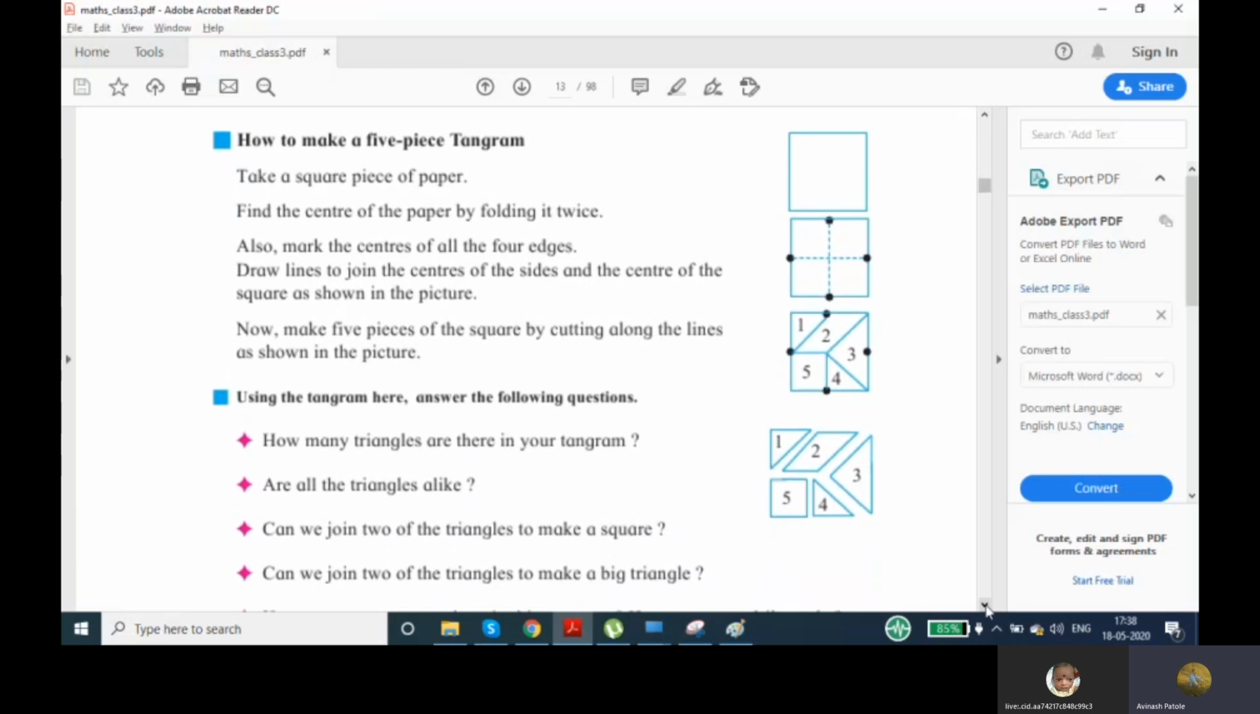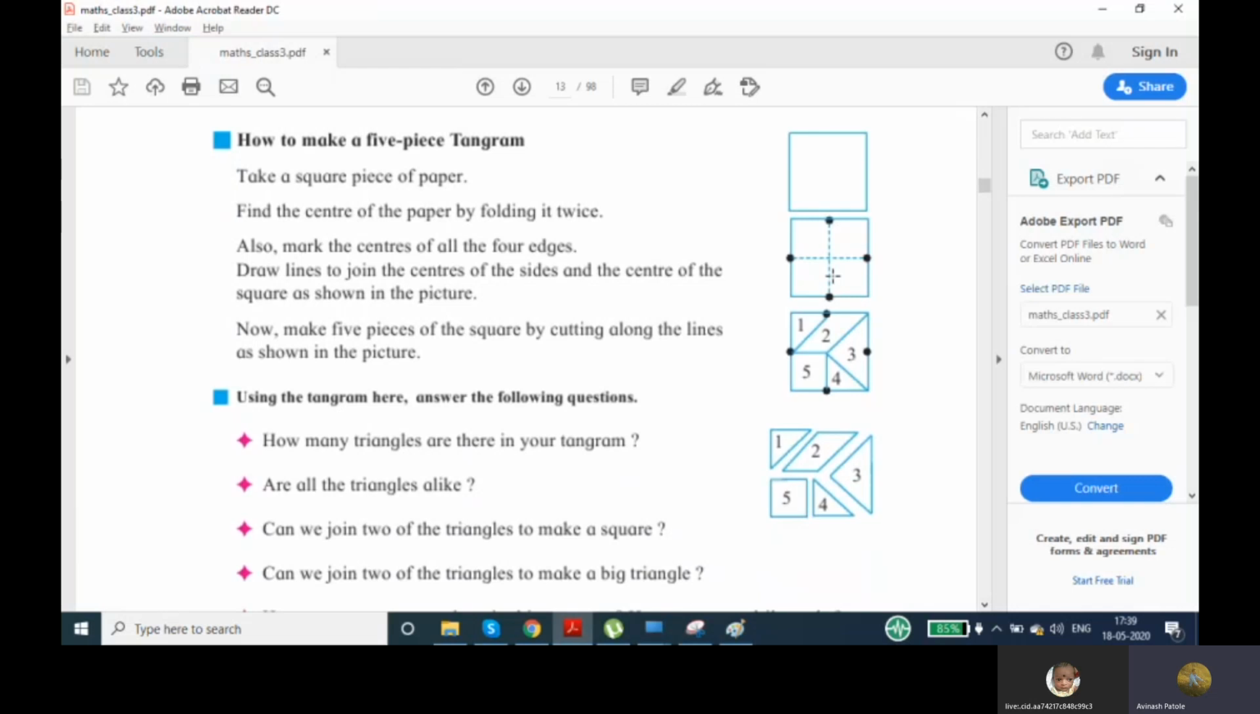So this is how to make a 5-piece tangram. Take a square piece of paper, find the center of the paper by folding it twice. Children can take help of their parents or their elders in the house to do this activity. Also mark the centers of all the 4 edges. Draw lines to join the centers of the sides and the center of the square as shown in the picture. So here we can see in number 2 that they have made points and they have made centers.